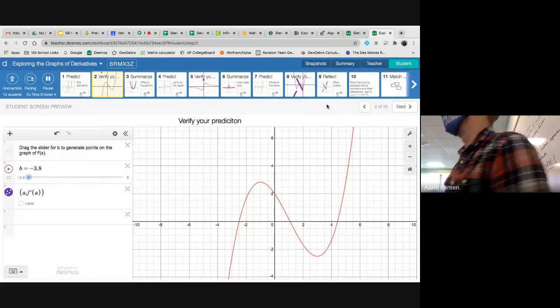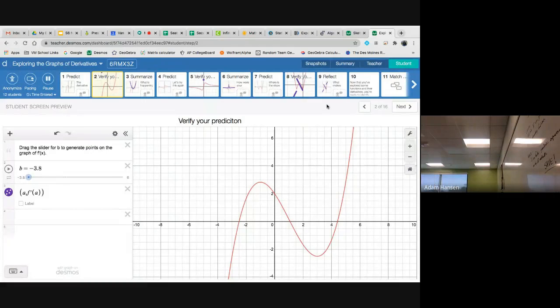Okay, so remember this Desmos activity from yesterday? You were investigating on your own what the graph of a derivative might look like for a variety of different functions, and then trying on your own to sketch what the derivative would look like for a couple of given functions.